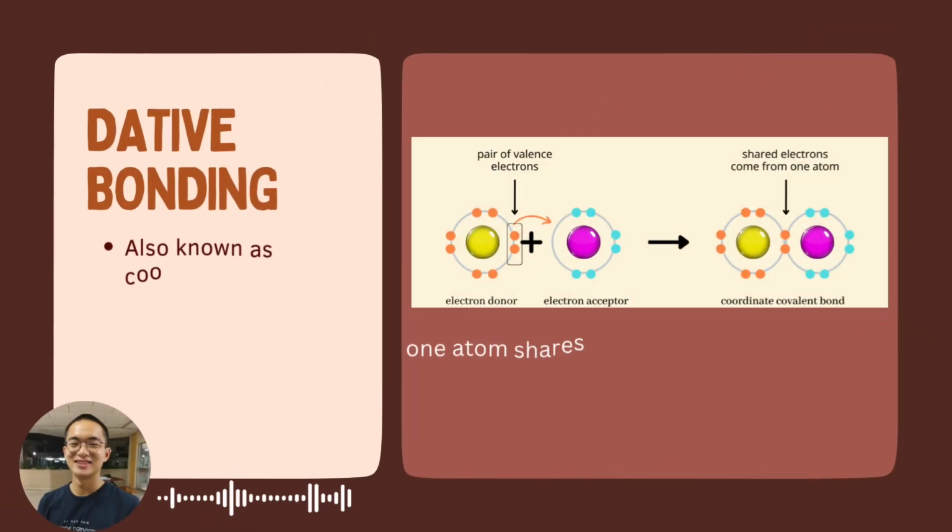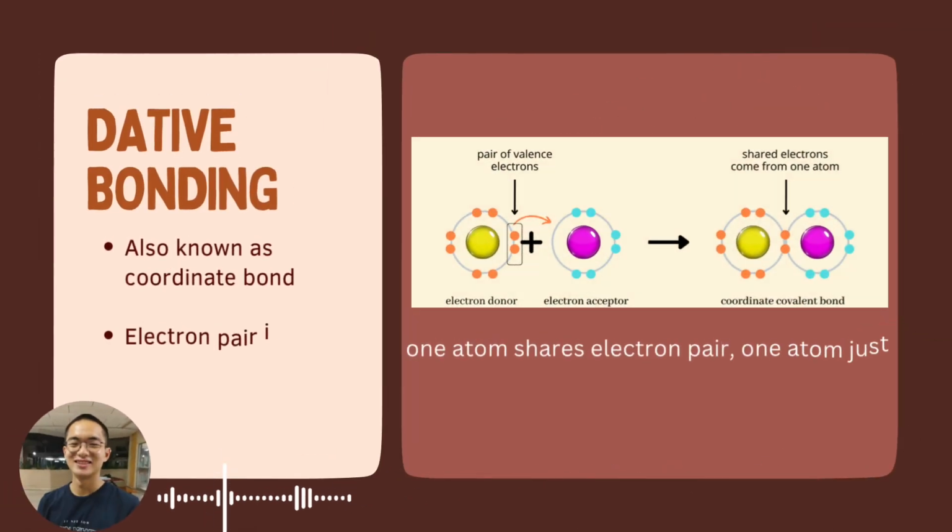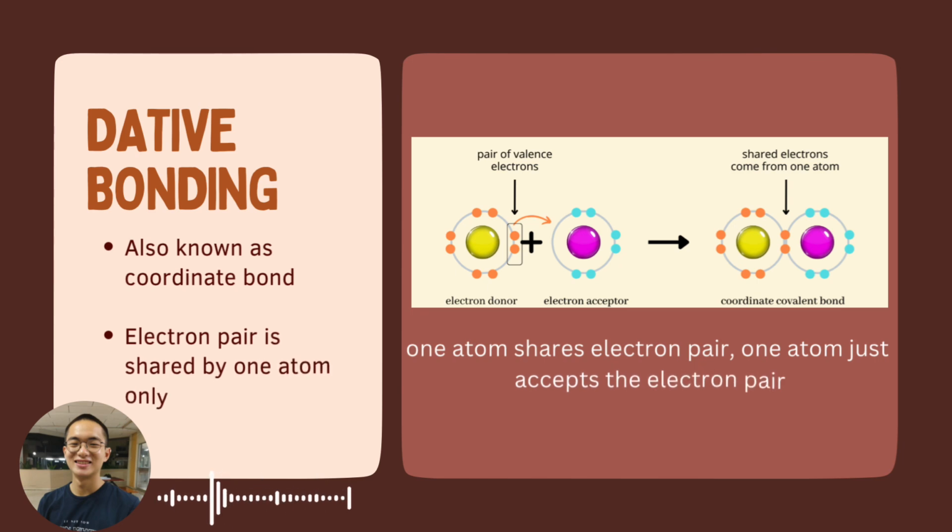Lastly, let's look at the dative bonding. Dative bond, also known as coordinate bond. A dative bond is a type of covalent bond where the electron pair is shared by one atom only. This bond is formed when one atom, known as the electron donor, provides both electrons for the shared pair. The other atom, known as the electron acceptor, simply accepts this electron pair to form the bond.